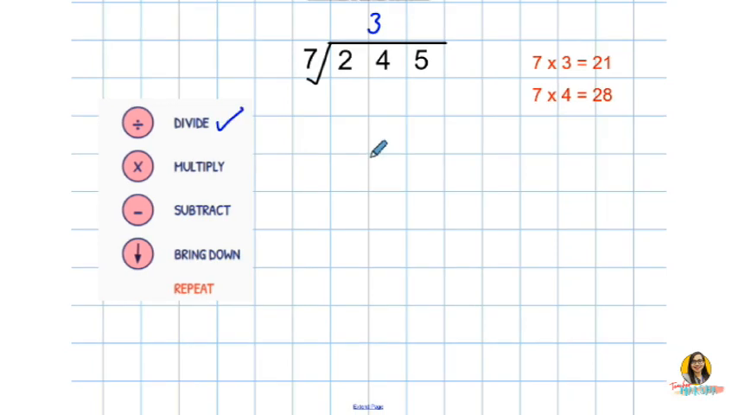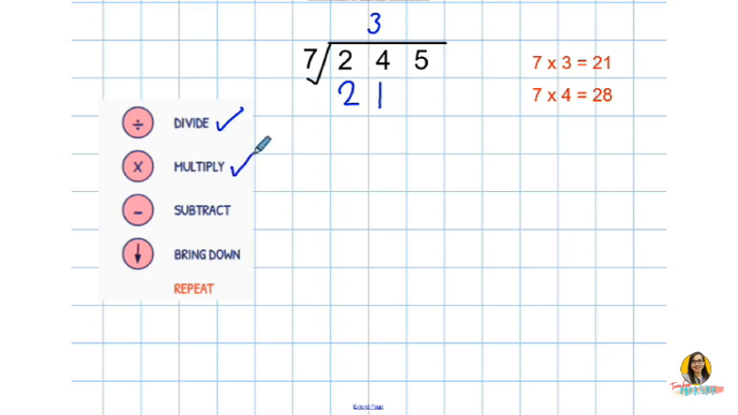Now that we're done with the first step, we're going to go ahead and do the second, which is M, multiply. So 3 times 7, that is 21. And we have to write the answer here underneath 24.